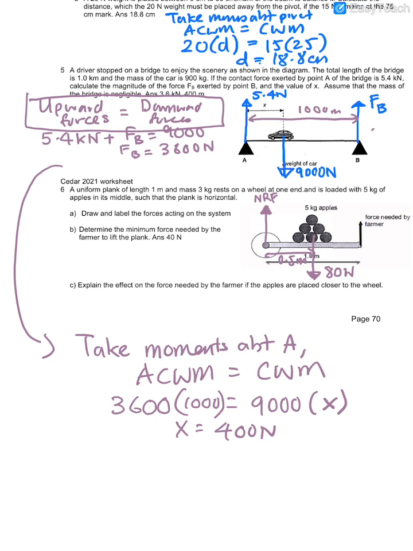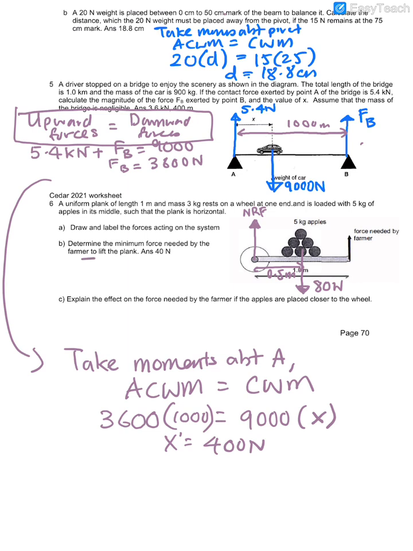Why does it have the normal reaction? Because the plank exerts a force on the wheel, and the wheel exerts a reaction force on the plank to carry it. So you see, you always must label the correct forces correctly. You label wrongly, you cannot do the questions. Okay, now you do part D. You write down, take moments about the wheel.